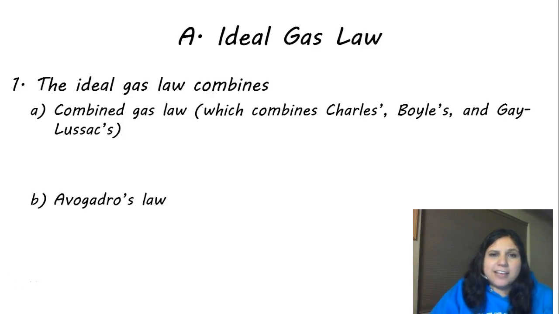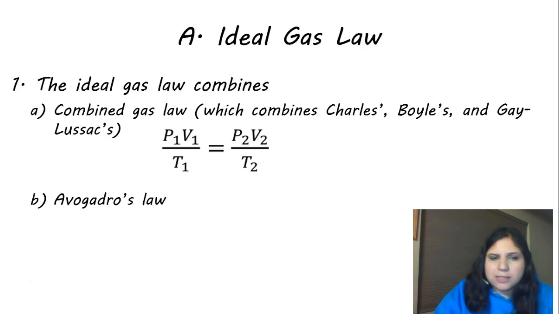The ideal gas law actually combines a few gas laws into one, and that is the combined gas law, which is already a mixture of Charles' law, Boyle's law, Gay-Lussac's law, and Avogadro's law. With the combined gas law, if we look at it, it looks like this: P1V1 over T1 equals P2V2 over T2. Remember that these are in two different conditions with the same gas.